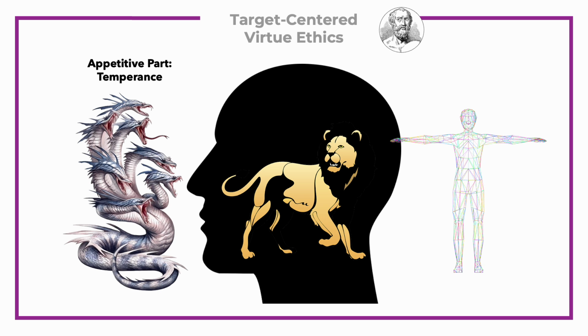So on the one hand, there are appetites, our desires, the things that we're attracted to that give us pleasure. And he thought, with respect to this part of our soul or mind, the virtue is temperance. We shouldn't be sucked in to pursuing pleasure too much that it causes problems for us elsewhere. So we need temperance to avoid becoming addicted to those pleasurable things.